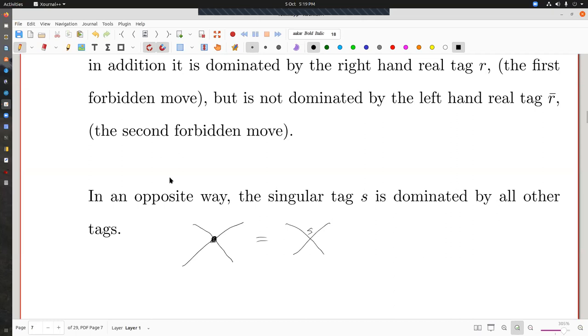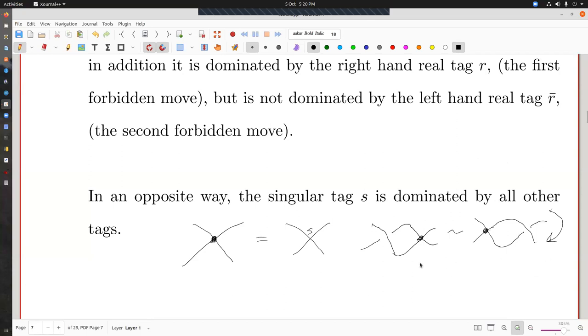Okay, now the singular tag S is interesting because it's an example of the R4 move. So let me give an example. If I've got a real crossing here, and then a singular tag, this is a sort of twist. So that is the same as if I did this. You can probably visualize that as a sort of rotation through 180 degrees. So there's an example of R4, right? So it does have an existence.